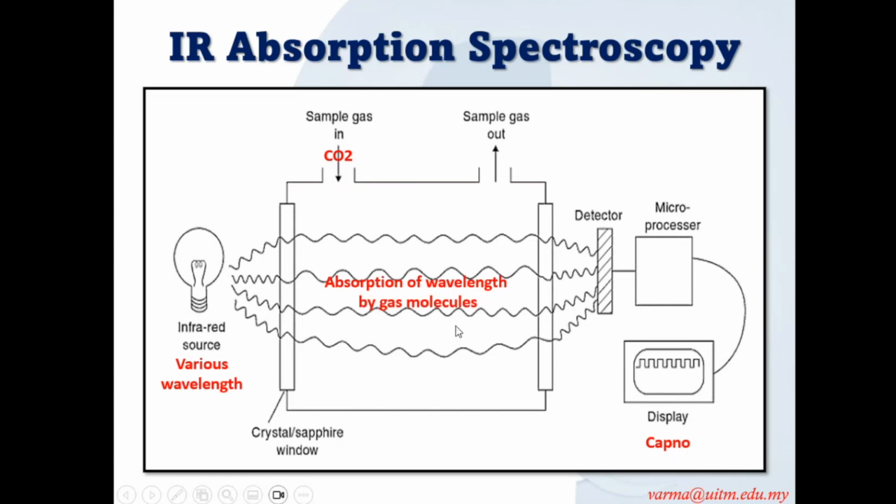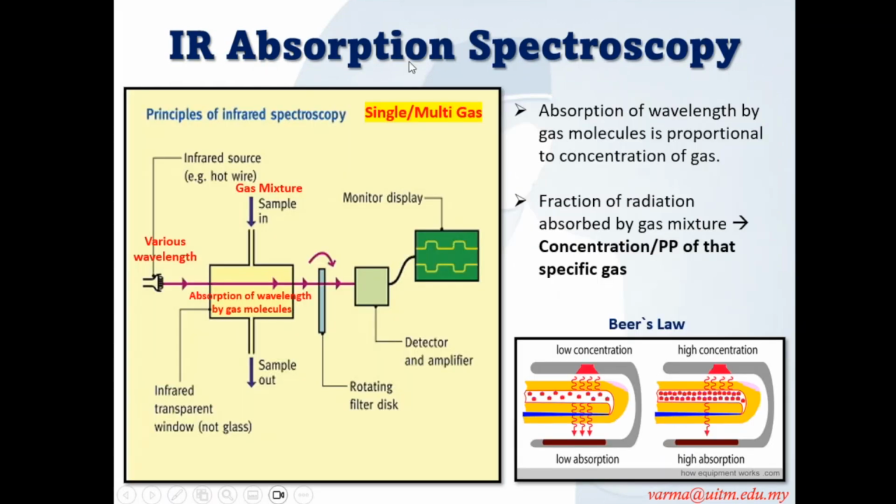In our topic today will be carbon dioxide, but IR spectroscopy can be a multi-gas analyzer for volatile, nitrous oxide as well. So absorption of the wavelength by the gas molecule, the wavelength that is not being absorbed will reach the detector, will be processed by the microprocessor, and will be displayed as the waveform and the numerical measurement of the EtCO2. The infrared gas spectroscopy can be a single or multi-gas.